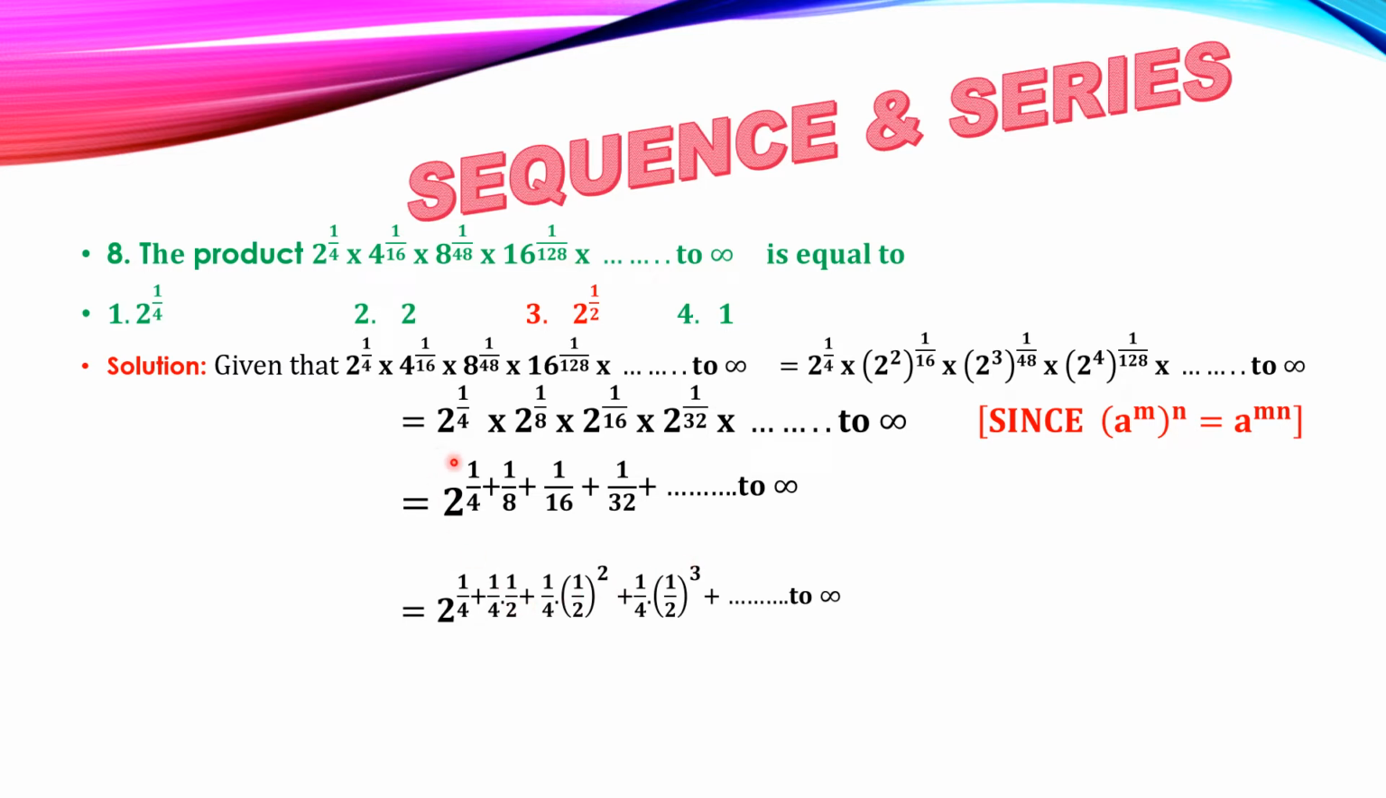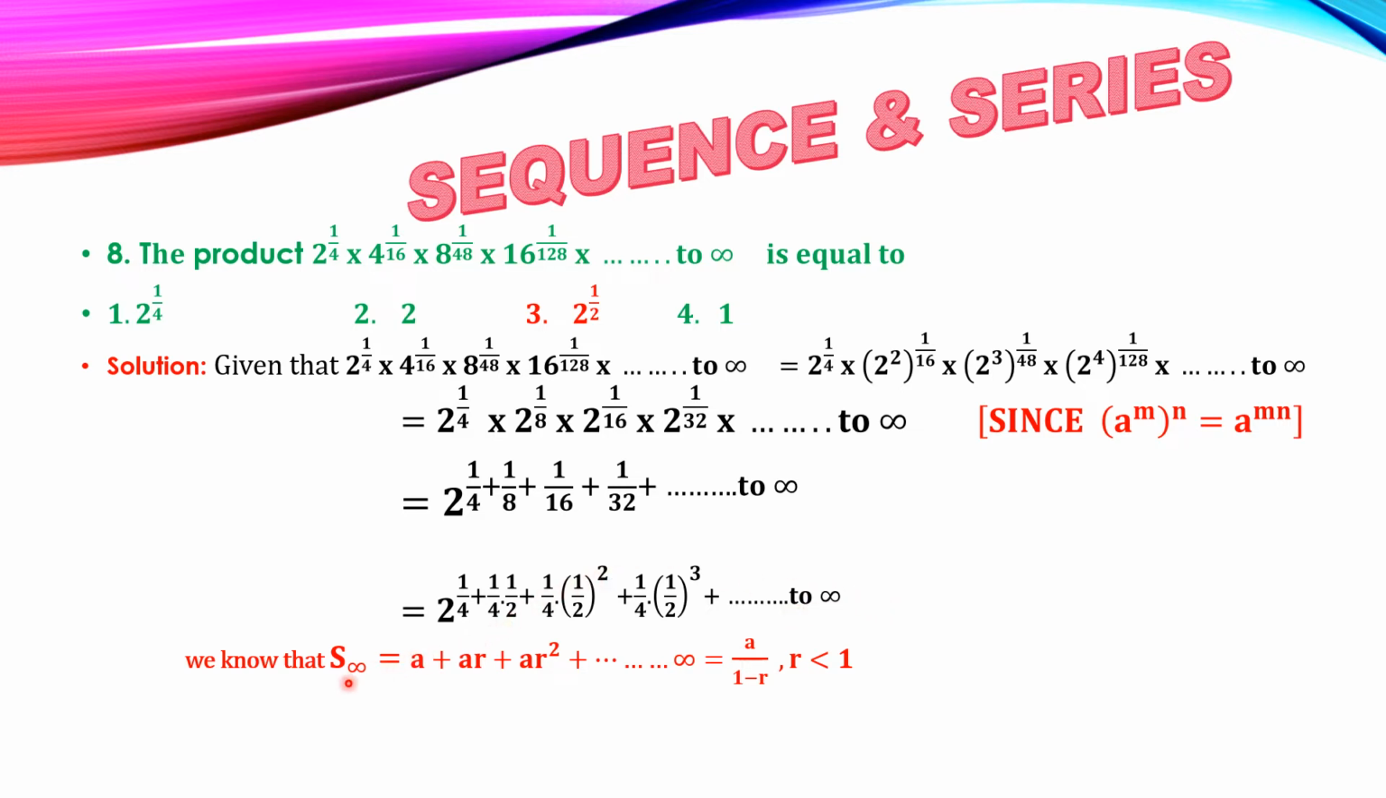And we observe here in the power 1 by 4 plus, next we write 1 by 8 is 1 by 4 into 1 by 2 plus 1 by 16 is 1 by 4 into 1 by 2 whole square plus 1 by 32 will be written as 1 by 4 into 1 by 2 whole cube plus and so on to infinity. So we observe the power is in the form of a plus ar plus ar square plus and so on up to infinity. So here a equals to 1 by 4 and r equals to 1 by 2, which is an infinite GP.